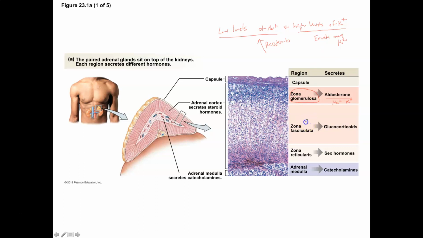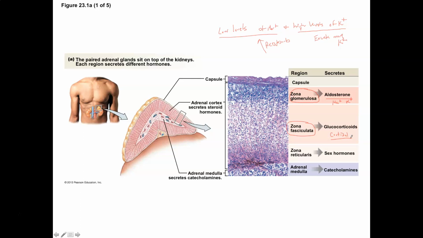The next layer is the zona fasciculata, and the zona fasciculata is releasing what are called the glucocorticoids. And the prime example of a glucocorticoid would be cortisol. There are other examples, but cortisol is the main steroid hormone that we generally talk about as the main glucocorticoid. And what cortisol basically does is it stimulates things like gluconeogenesis.